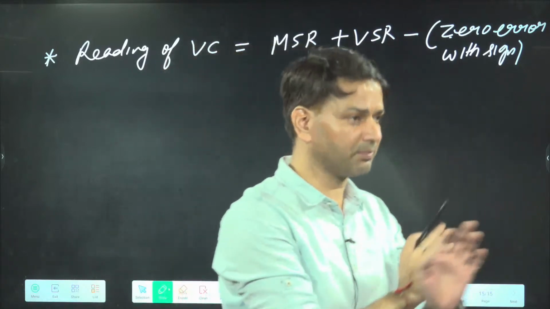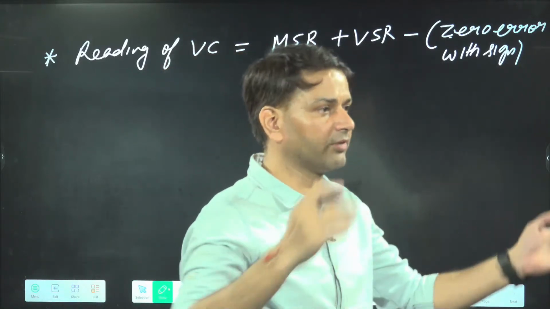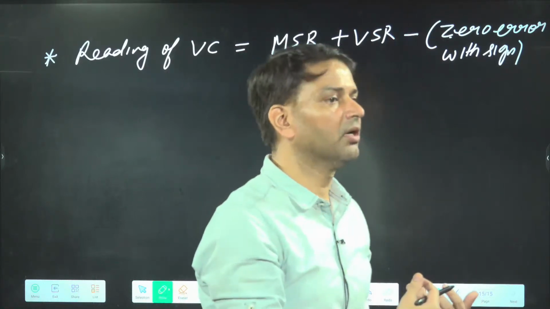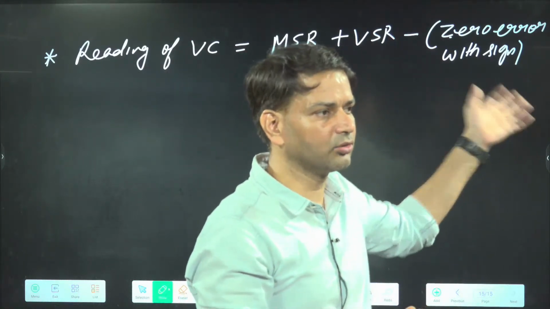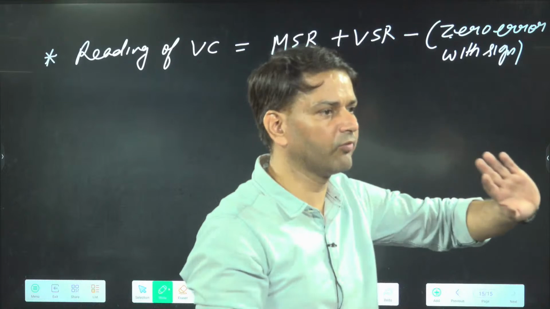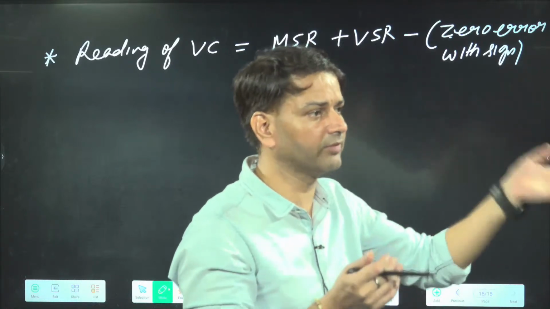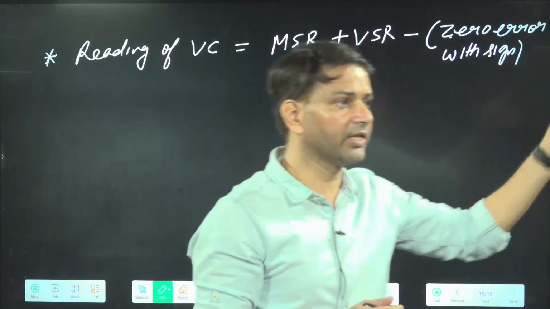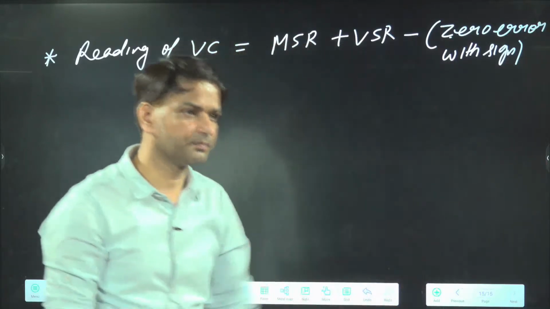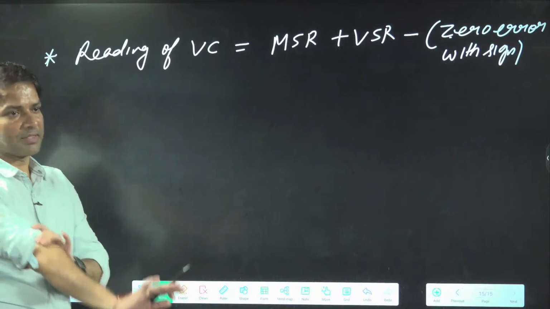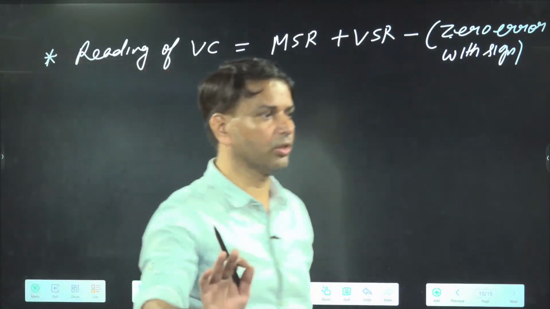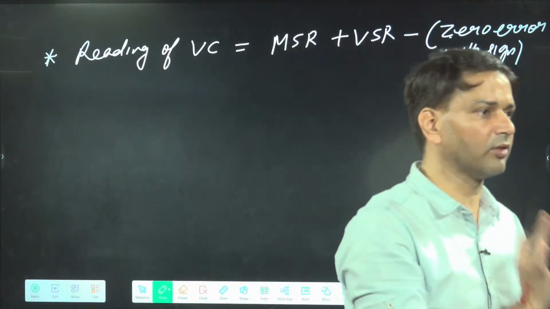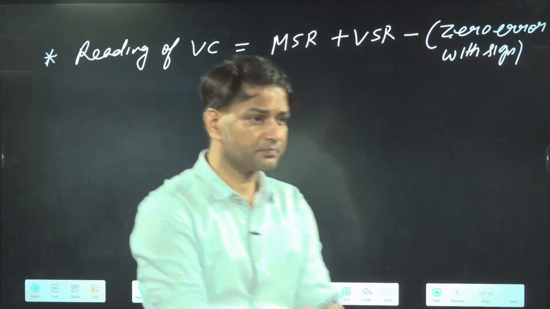So who has mugged up positive error subtracted, negative error added? From that you can get it. But we have to follow one rule: zero error we will always subtract, but with the sign. If positive error, we will put positive. If negative error, we will put negative. Negative, negative, then it will become positive. Okay. So MSR plus VSR minus zero error with the sign. This is the reading of the vernier calipers. Okay.